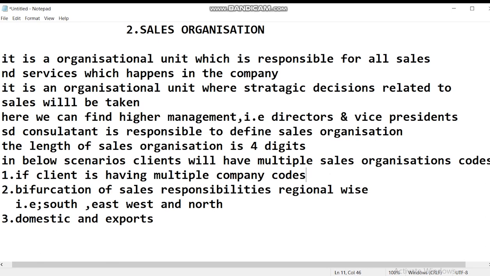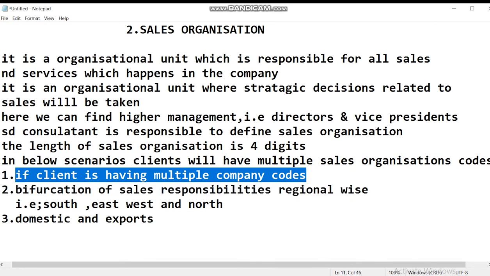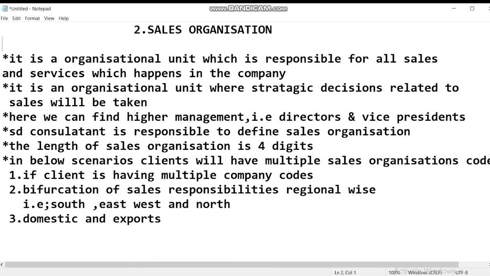I hope you understand what I'm saying. If a client is having multiple company codes, then he has to maintain multiple sales organizations. For example, you have a 1, 2, 3, 4 company code, and you should have one sales organization for that, and you have a 2, 3, 4, 5 company code, and you should have a sales organization for that one also. So like that.